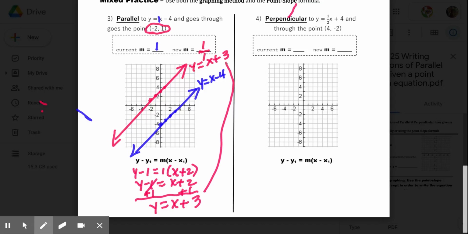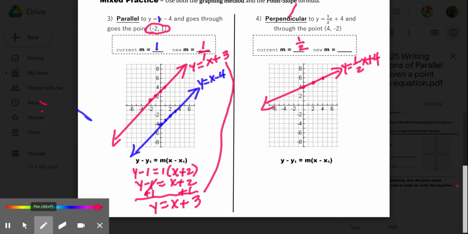All right, let's go ahead and take a look at number 4. Here we have perpendicular. So we have y equals 1/2 x plus 4. So we're going to start at 4. We're going to go up 1 over 2, up 1 over 2. We will draw our straight line. I'll go ahead and label this y equals 1/2 x plus 4. So our current slope is 1/2.